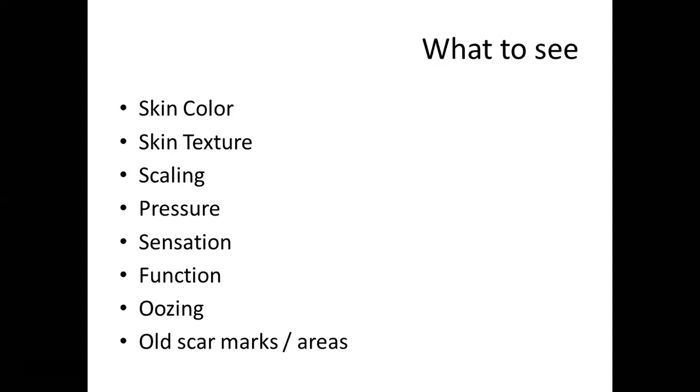Look out if any function is gone. Function might be something like local function, or function might be something which is in systemic lupus erythematosus, like the function of the joints of the whole body is lost. Press and see if there is any oozing coming out, if there is any serum, if there is any pus, if there is any liquid coming out.